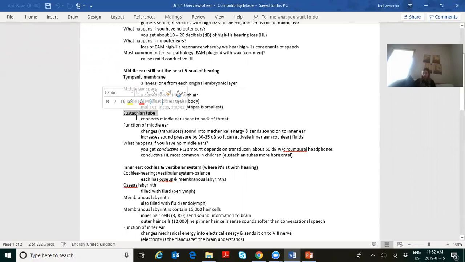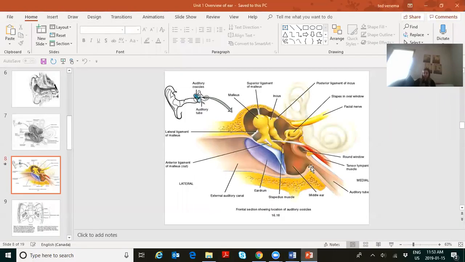Not like chain, C-H-A-I-N, it's C-H-I-A-N, eustachian tube. And what does that do? It connects your middle ear space to the back of your throat. It's the allowance of new air to come in. This is your eustachian tube. It connects the back of your throat to the middle ear.